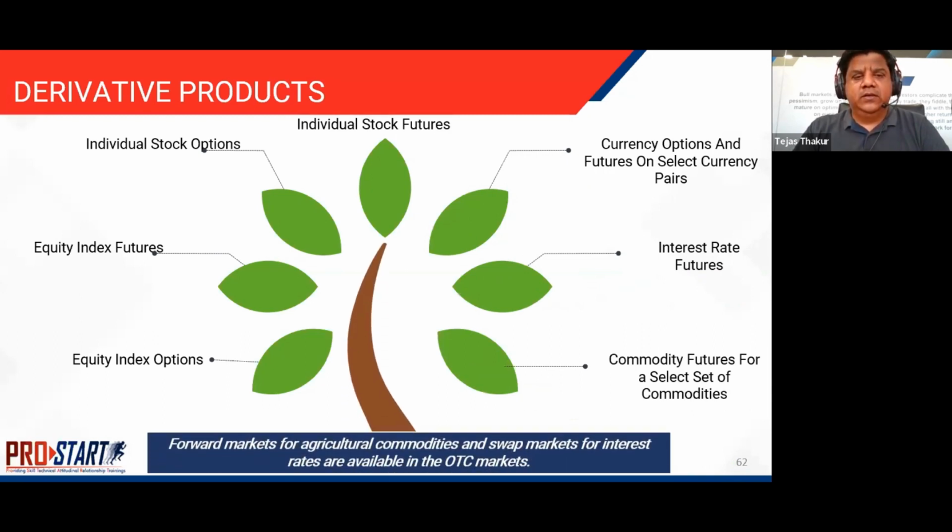So this is it. Forward markets for agricultural commodities and swap markets for interest rate are also available on the OTC market. So swaps is basically you're getting a fixed rate and you want a floating rate. You're getting a floating rate and you want a fixed rate. You don't want to have those interest rate risks which are available. That is why you enter into swaps and exchange the cash flow which you receive for the cash flow which is desired for you. Very, very simple.